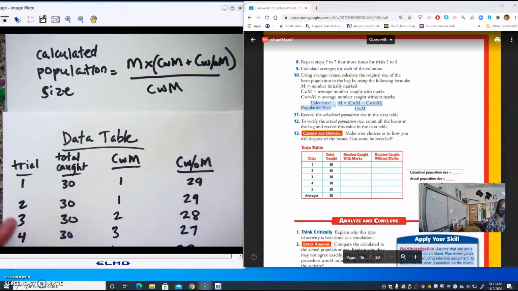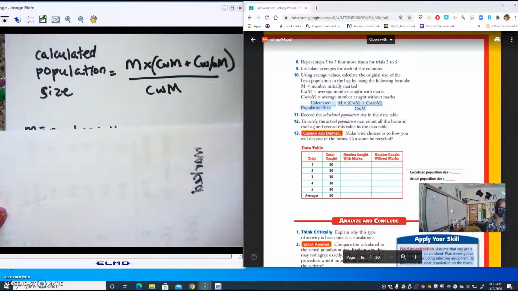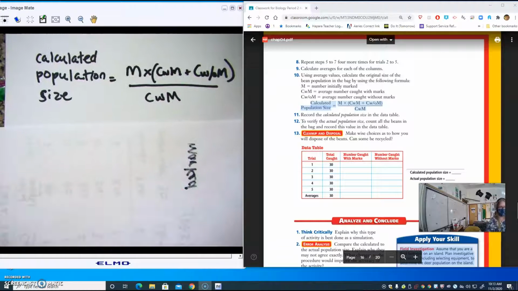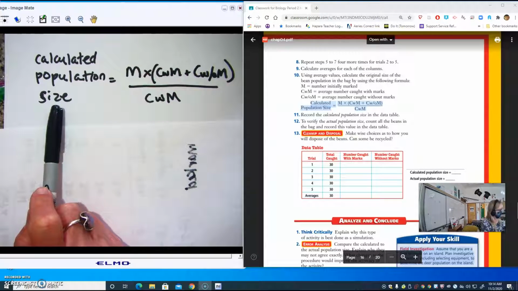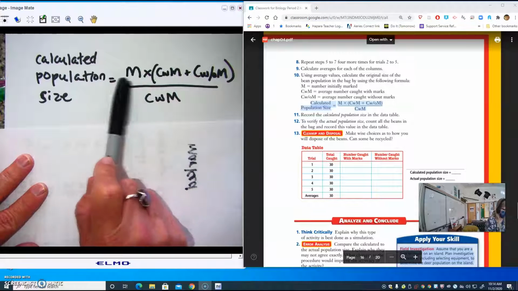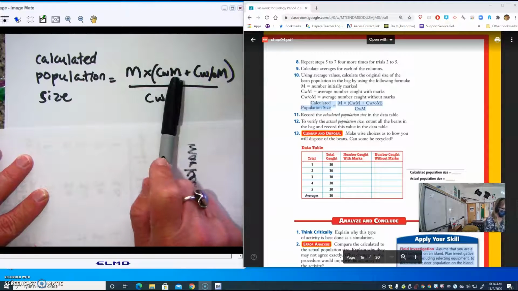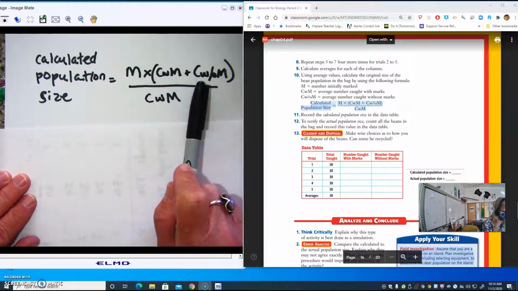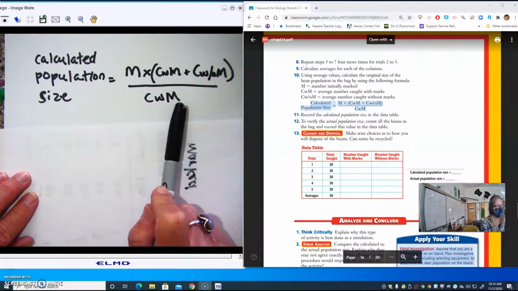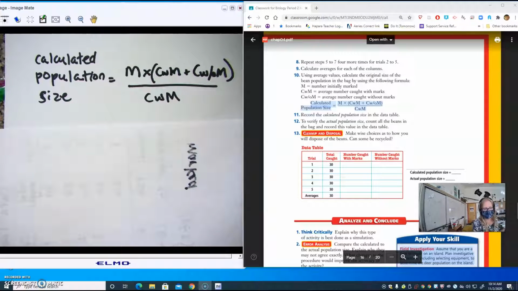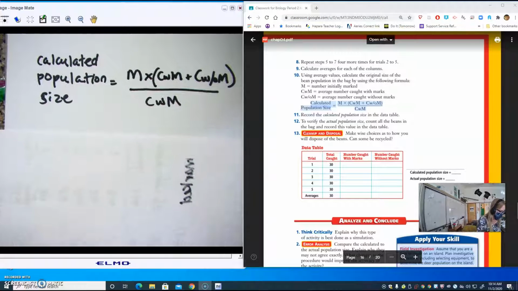So here's our formula, okay? It looks scarier than it is. I think my camera is a little off, but that's okay. All right, so to calculate or estimate the population size, the number of beans that are actually in the bag, we are going to take these numbers. M times, parentheses, CWM plus CWOM, divided by CWM. What the heck? That's kind of a scary formula, but I promise it's not that bad.